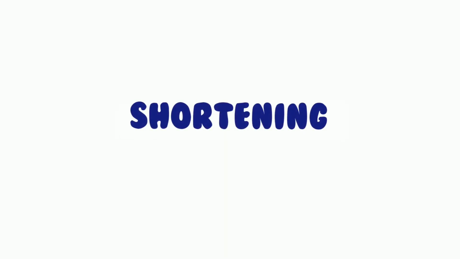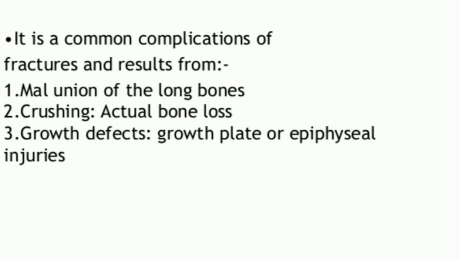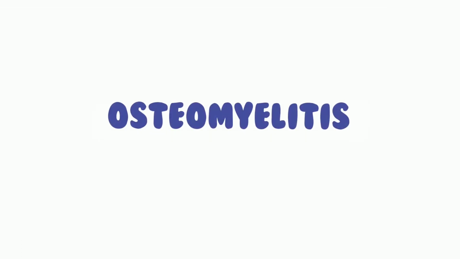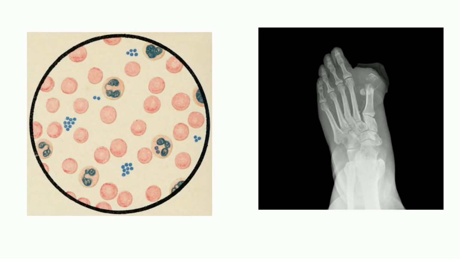Shortening is a common complication of fractures and results from malunion of the long bones, crushing, actual bone loss, and growth defects, such as growth plate or epiphyseal injuries. Osteomyelitis is an infection of the bone. Many different types of bacteria can cause osteomyelitis. However, infection with a bacterium called Staph aureus is the most common cause. Infection with a fungus is a rare cause.